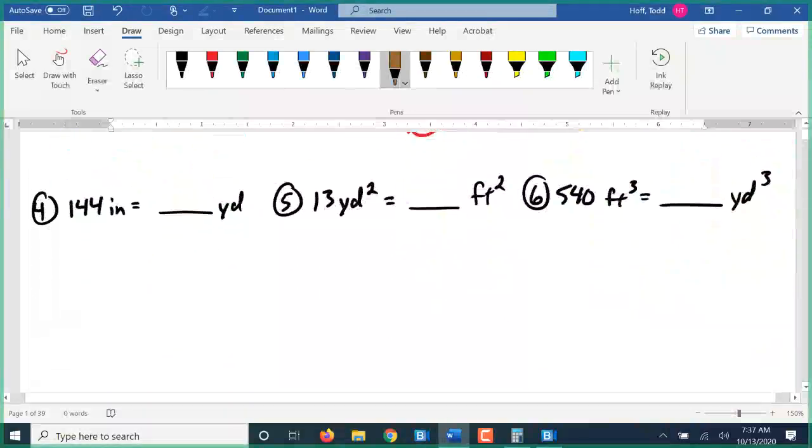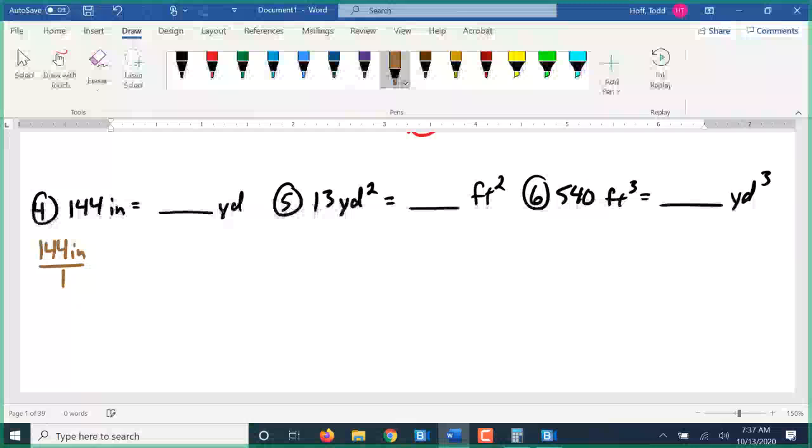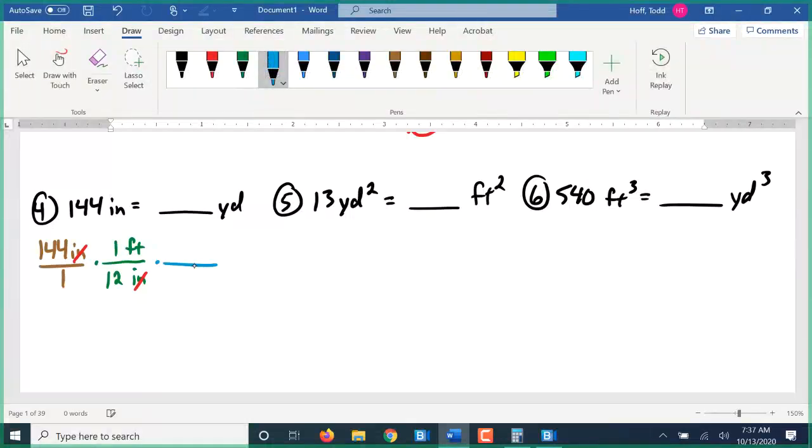Our next, number 4. We have 144 inches going into yards. We do 144 inches over 1. We're getting rid of inches. Some of you might know the direct conversion from inches to yards. There are 36 inches in a yard. But for argument's sake, let's say we don't know it, but we can go from inches to feet. And then from there, we can go from feet into yards.